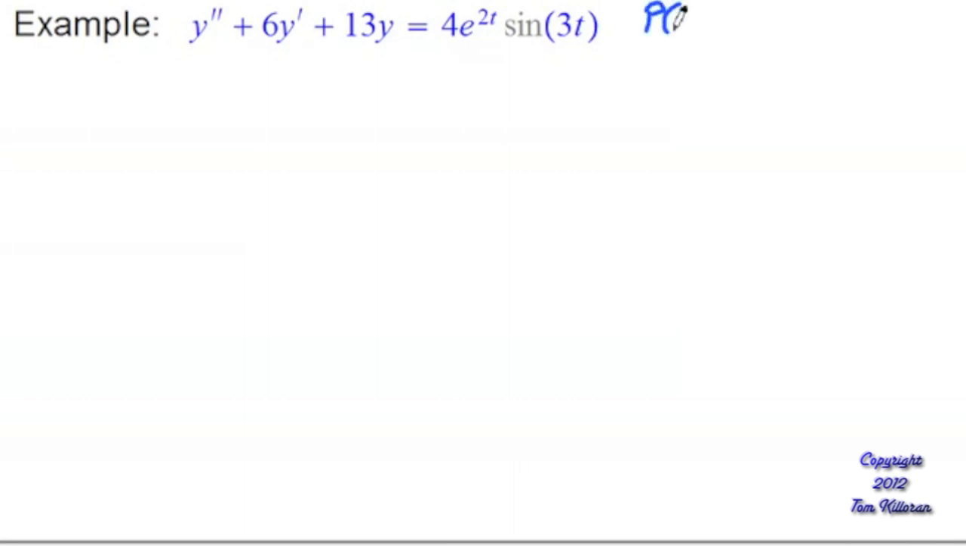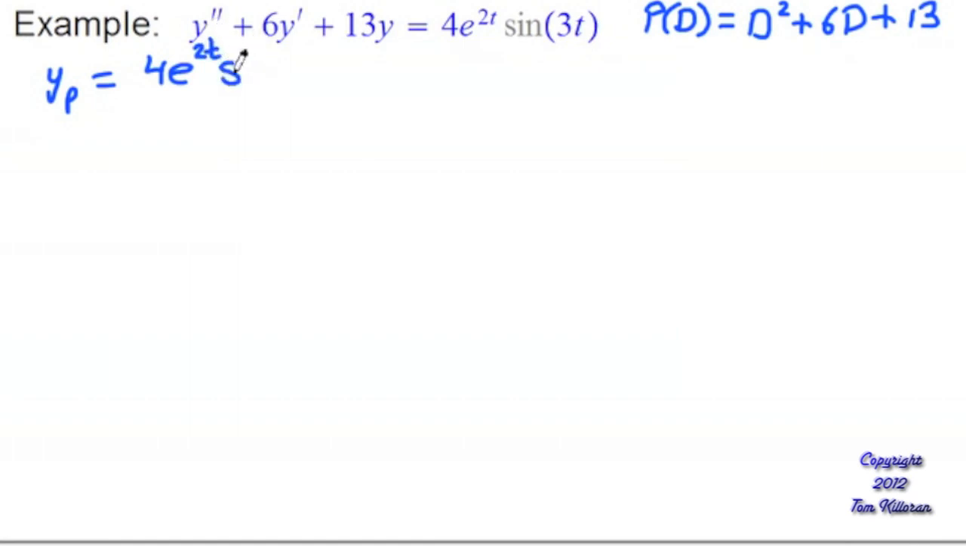Alright, so let's start off like we've been doing. Start off with the p of d function. And in this case, the p of d function is d squared plus 6d plus 13. And then we'll run into our formula, which says y of p is going to equal the input function we're given, sine of 3t, divided by p evaluated at beta, the coefficient of the exponential function. But again, it's going to be a little trickier here because we have the sine and the e to the 2t function.